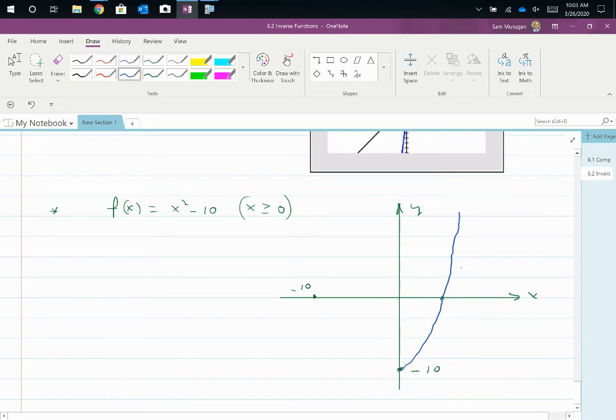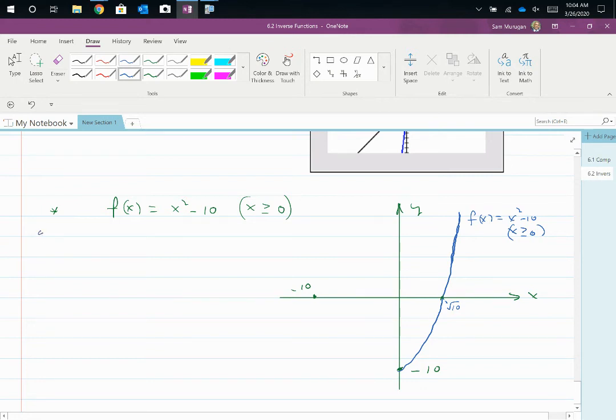Okay. This is the square root of 10, that point, the square root of 10. When y is equal to 0, x is equal to positive square root of 10. This is the graph of f of x equal to x squared minus 10 for x greater than 0. So we're not taking plus or minus square root of 10, just square root of 10.